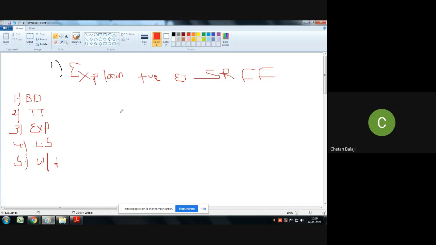Okay, positive edge triggered. First let me write the gated SR latch.